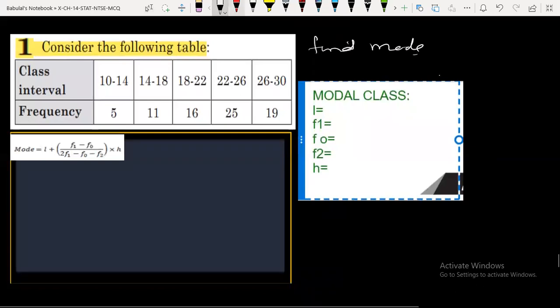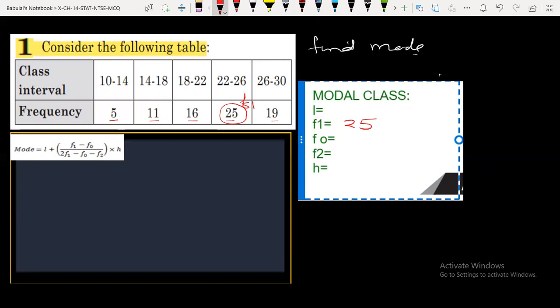So students, for the mode, first of all we have to consider the maximum frequency of the given frequencies. It is 5, 11, 16, 25 and 19. हमें यहाँ पता चलता है कि 25 सबसे बड़ी फ्रीक्वेंसी है, and please mark here F1. So F1 is 25. What is F1? The highest frequency of the given frequencies. इस पूरी frequency table में सबसे बड़ी frequency 25 है, तो हमने F1 को 25 लिखा.